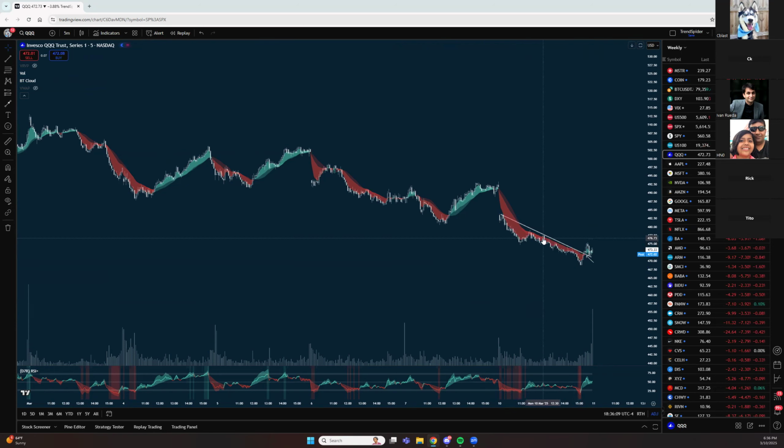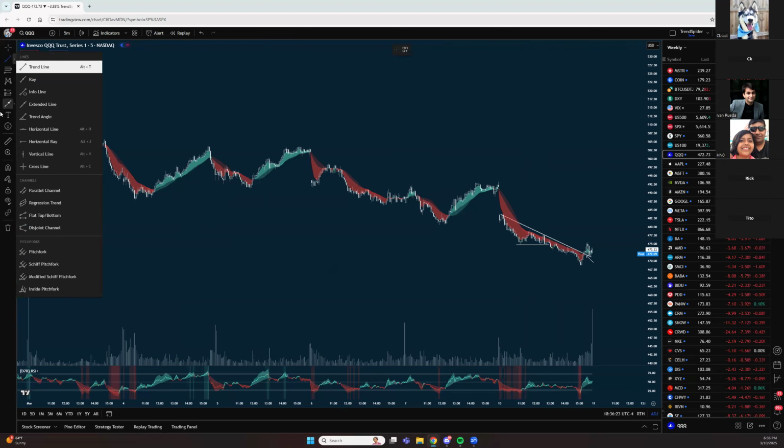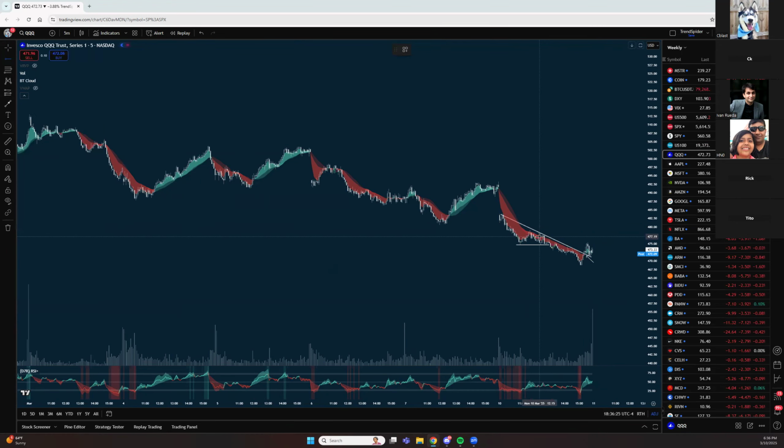If we're looking here, the most obvious spot probably would have been this. This is a clear rejection here. We dipped in a double bottom, but failed to break through this level. So I put my break of structure above this 477.